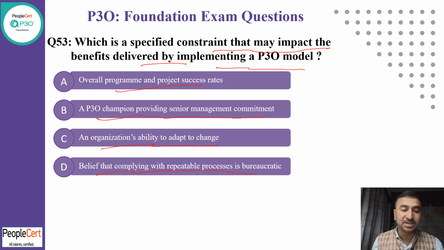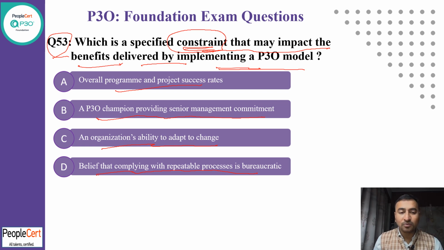Let me give the rationale behind that. Now read the question carefully. Which is a specified constraint that may impact the benefits delivered by implementing the P3O? So which out of these is a constraint? Overall program project success is not a constraint. P3O providing senior management commitment, again it's a good thing, it's not a constraint.